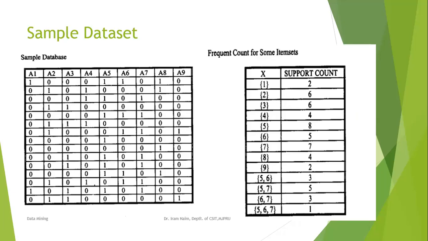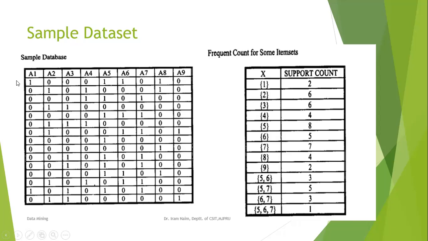So this is your sample database. If you look at the sample data set, how many transactions are there? There are a total of 15 rows, so 15 transactions, and we have 9 different items.